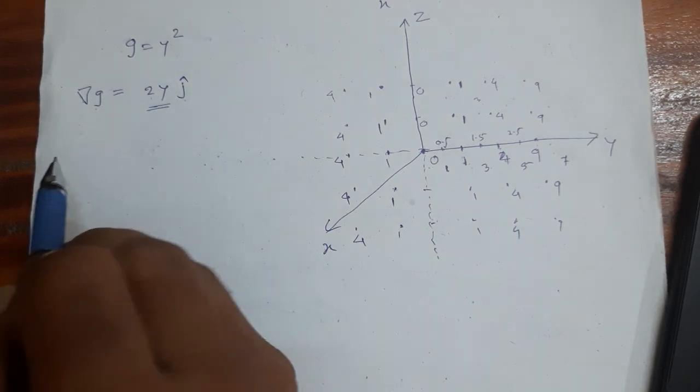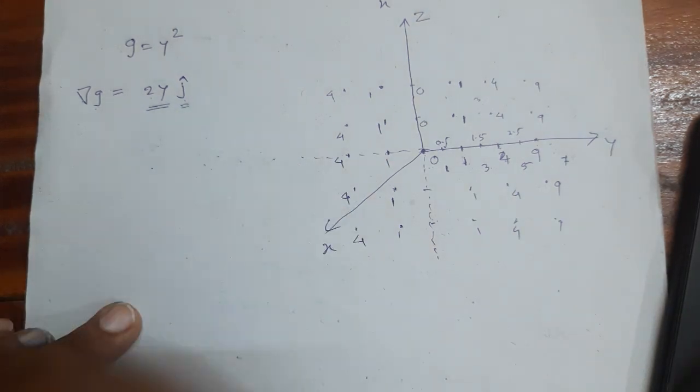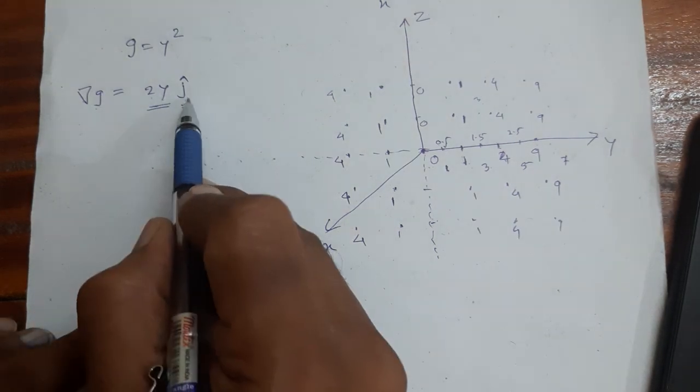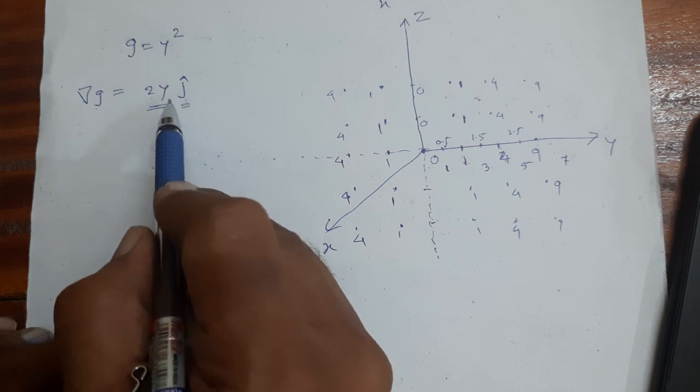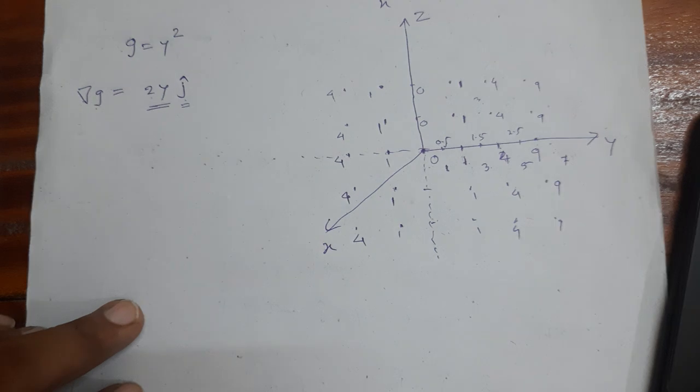Therefore, this 2y gives us the rate at which there is a change in g, and this j cap will give us the direction along which that change is rapid, that change is fast. Correct? Therefore, the function changes at the rate of 2y along the j axis rapidly, and therefore this will be the vector quantity which gives us the magnitude and direction along which the function changes rapidly. Now this is the significance of the gradient of the function.